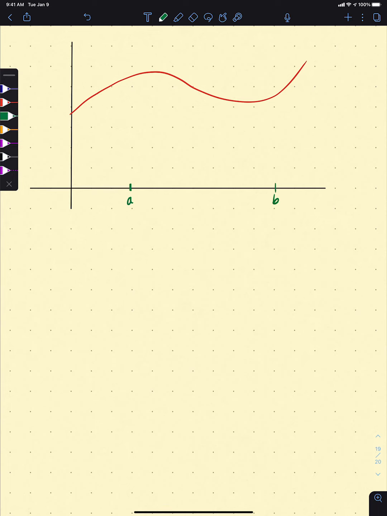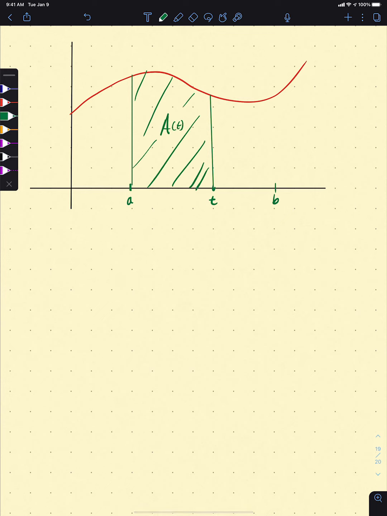Here's what I want to do. I want to define a function, pick some intermediate value t, and define a function to be this area, where t ranges between A and B. And here's what I want you to think about, just like with our Riemann sums: as our n got bigger and bigger, and the width of our rectangles became shorter, we got a better and better approximation of that area.